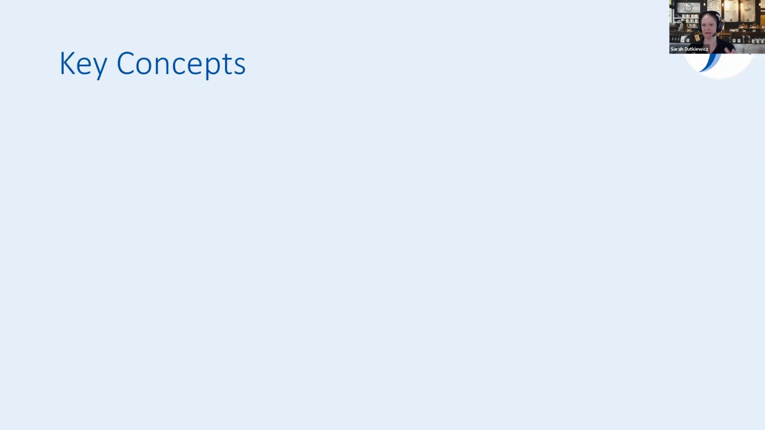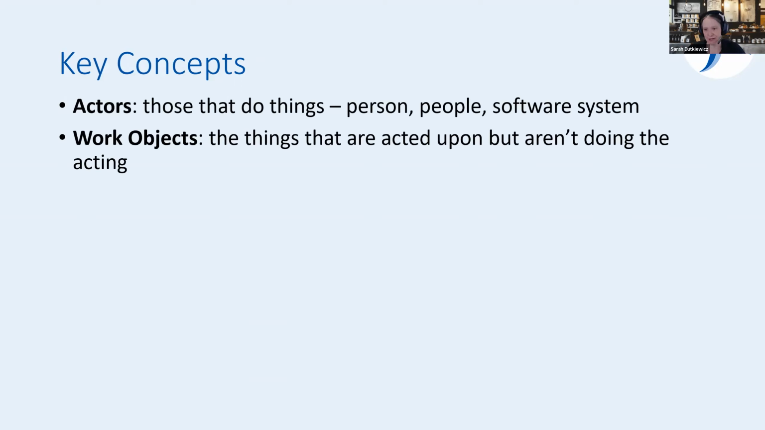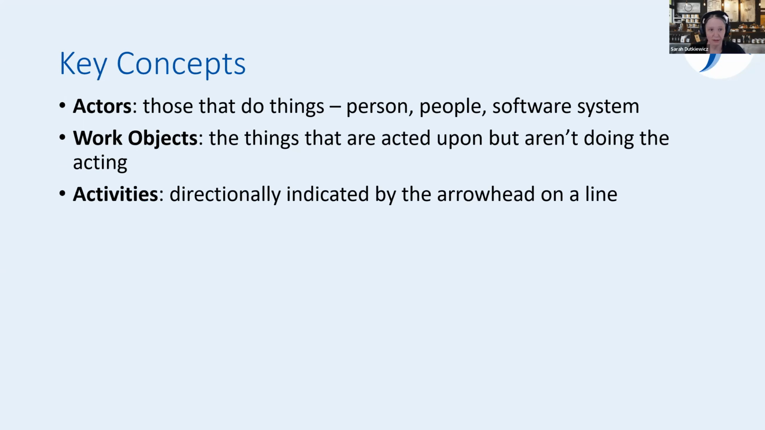But before we do that, let's get past the things and the stuff, and let's talk about their terms. So there are some key concepts with domain storytelling that you need to know about. There are actors. These are, I don't want to call them items, but they're not all people either. So they're person, people, software systems. They're the ones that do things. They're the ones that perform activities. So you've got actors. You also have work objects. So these are the things that are being acted upon, but they don't do the acting.